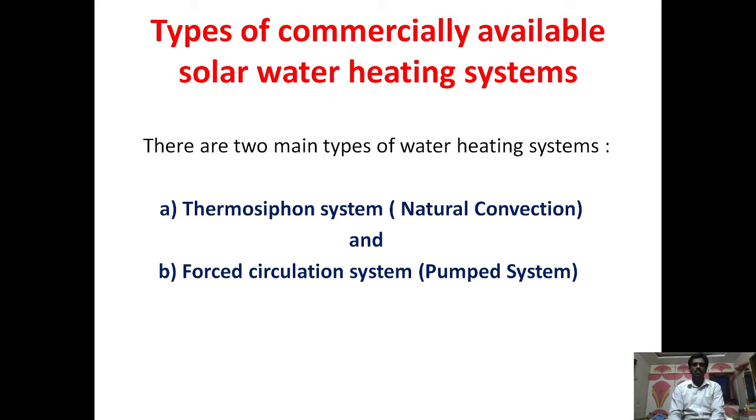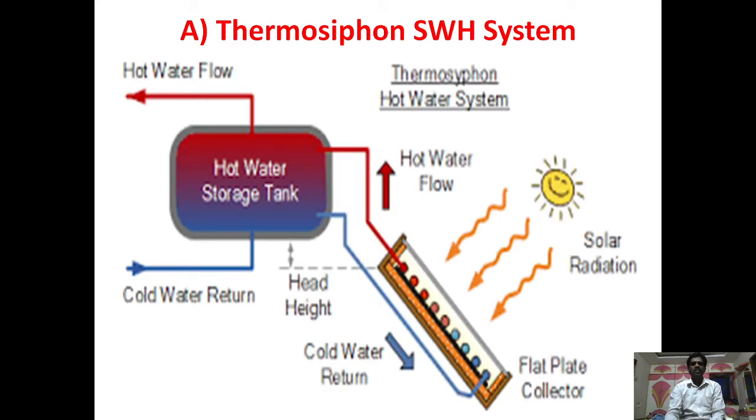The thermosiphon system is also known as the natural convection system. That means in this system we use the process of natural convection and gravity. And the second one, the forced circulation system, is also known as the pumped system. Now coming to the first one, the thermosiphon system. Now see the diagram. In this thermosiphon system, we are using a hot water storage tank and a flat plate collector. These are the major components of this kind of system.